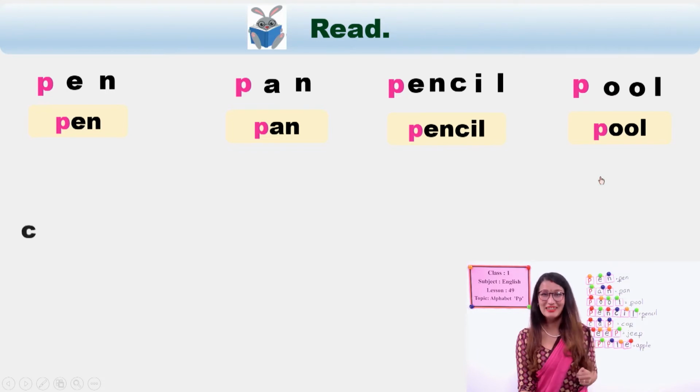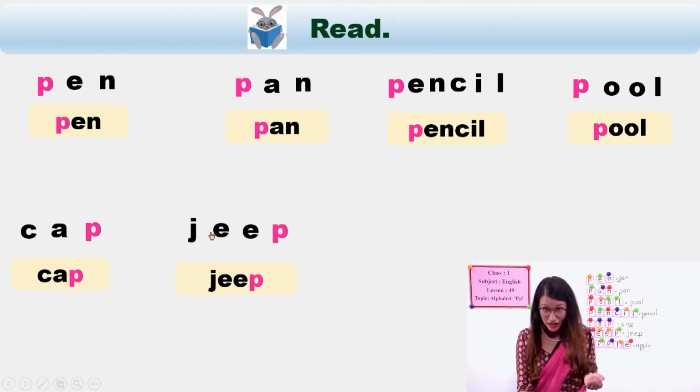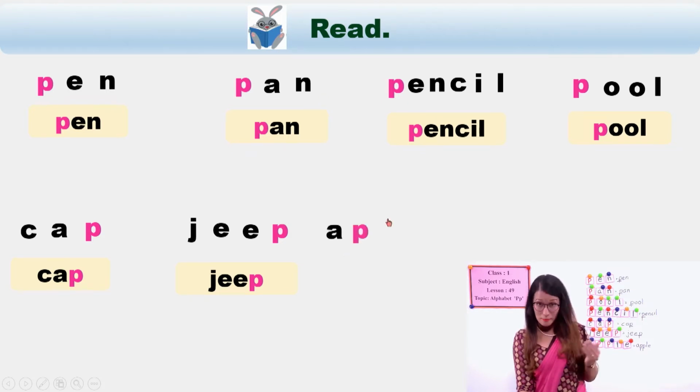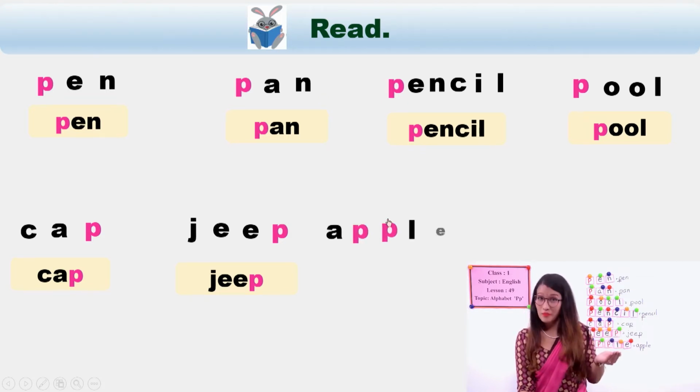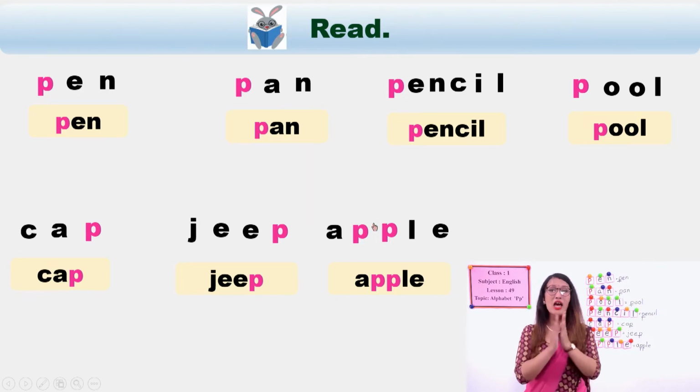Very good. Cap. Very good. There is a little P at last. Jeep. P sound is at last. Jeep. Yes. Good. Last word. A. The word is apple. Very good.